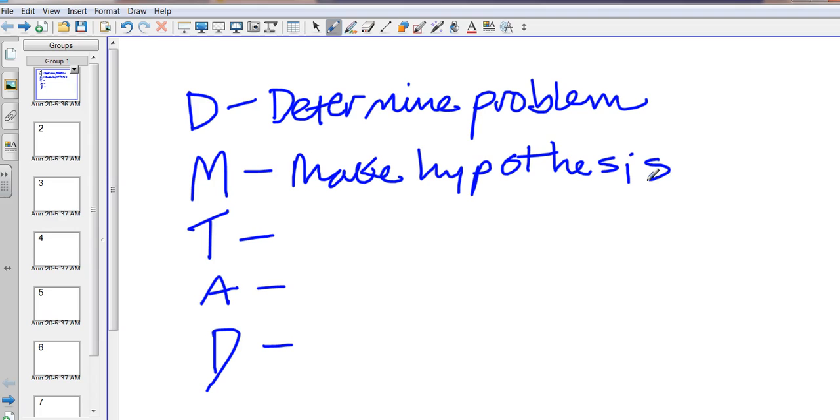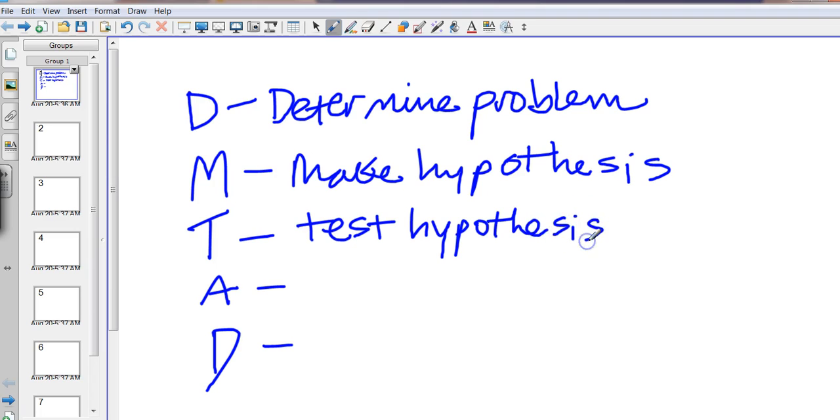Okay. So then in order to test that hypothesis, you have to design an experiment to test it. So the T here actually stands for test the hypothesis. Okay, this is probably the most difficult or the most specific step-by-step part of the scientific method, because you have to design an experiment and you have to design it with lots of things in mind.